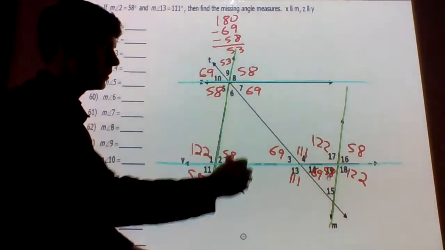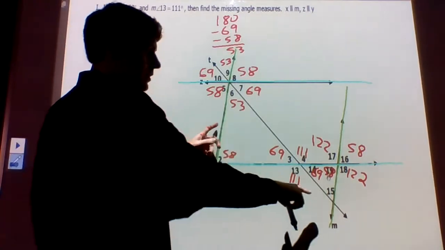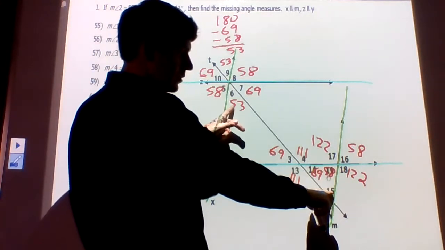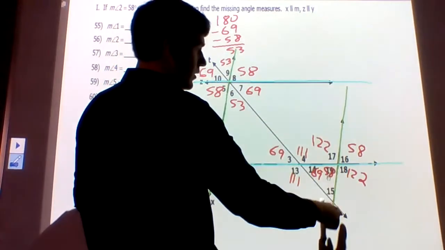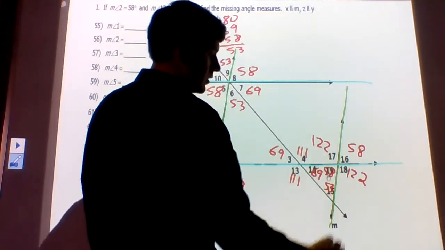And then we have vertical, so that's 53. And then 6 and 15 are alternate interior angles. 15 and 9 are corresponding angles, and these two lines are parallel. So this one is going to be 53.